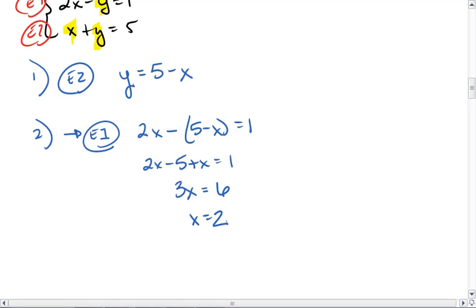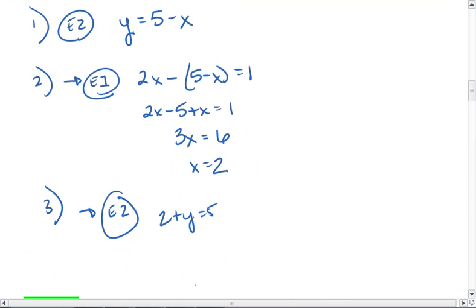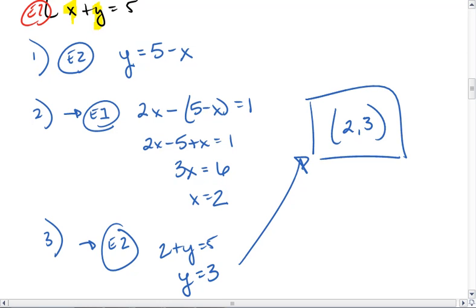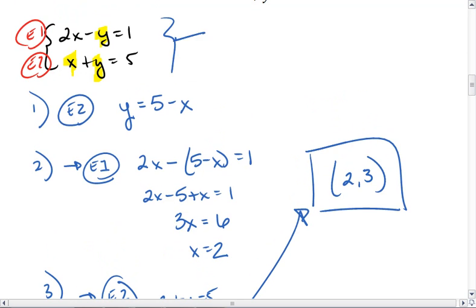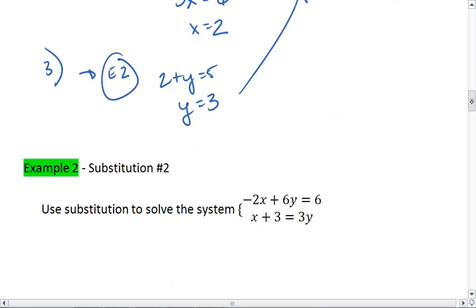x equals 2. I can now take that value and substitute it into either equation. Doesn't really matter. I'll go ahead and just plug it into equation 2. So I get 2 plus y equals 5, which means that y equals 3. Thus, my final answer is the ordered pair (2, 3). That is the point where these two lines are going to intersect. And that's my solution. Let's try one more example.